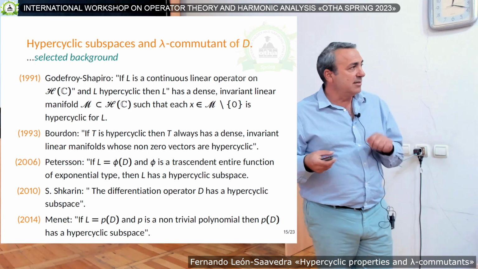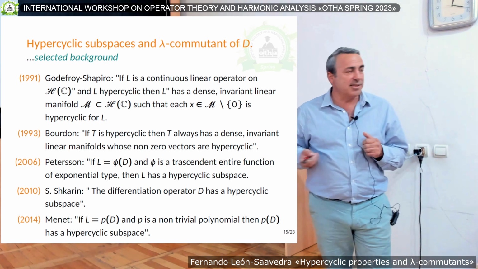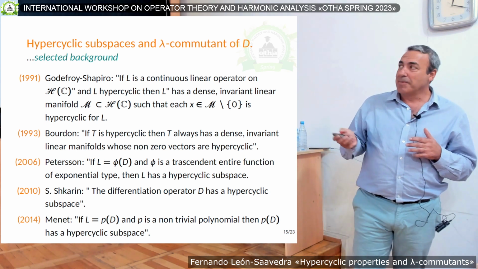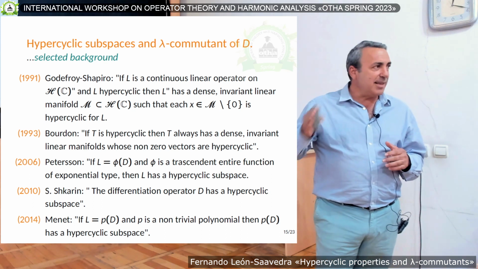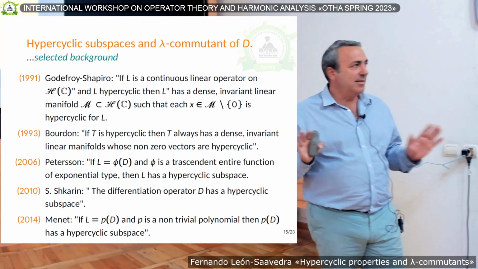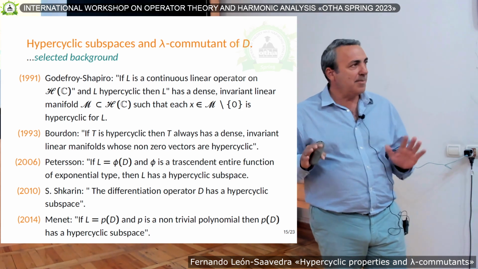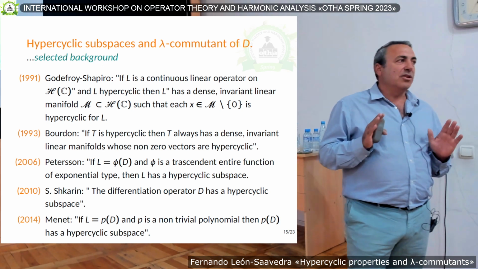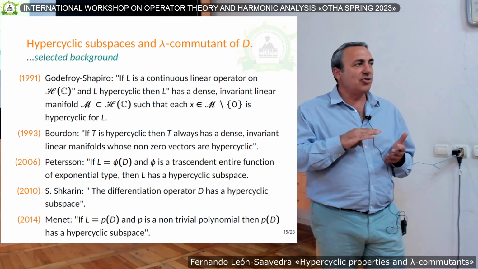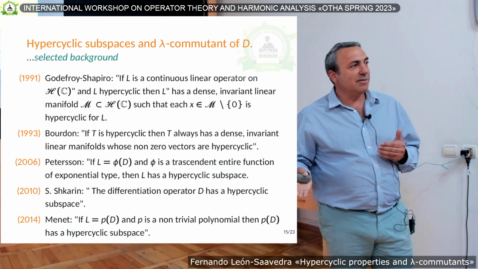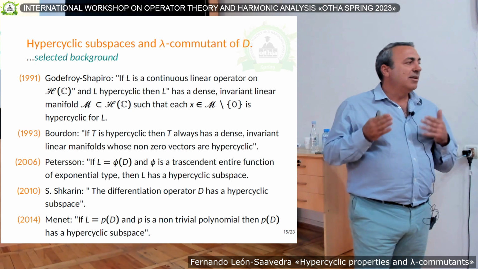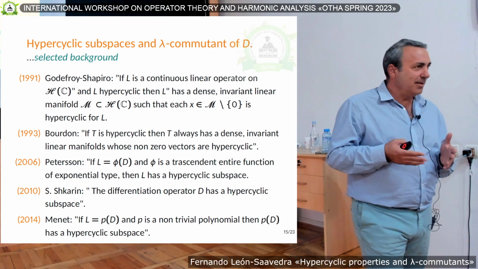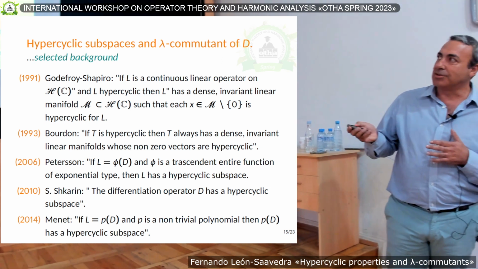Every element in the commutant of the differentiation operator has this property. Moreover, Paul Bourdon proved that any hypercyclic operator on Banach space or on Fréchet space has this manifold. However, not all hypercyclic operators have an infinite dimensional closed subspace of hypercyclic vectors. So there are some operators which are more hypercyclic than others, in strong contrast with Bourdon's results.